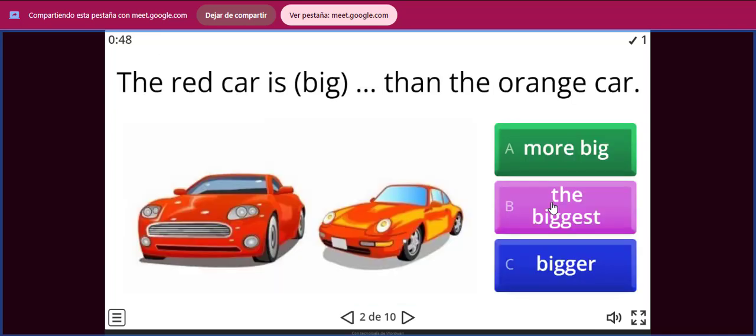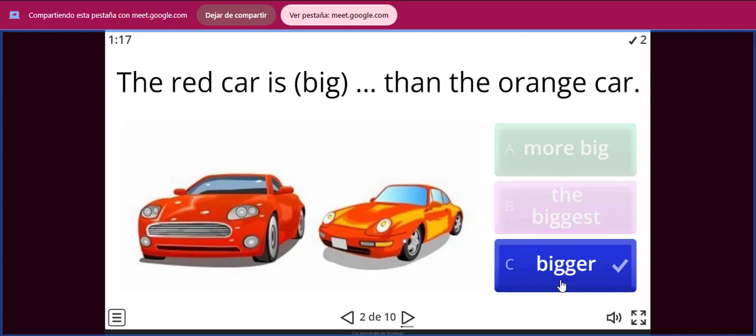Then number 2, it says the red car is, and the adjective is big, than the orange car. Bigger, very good. Excellent. So as you can see, we doubled the consonant because it was the rule that we started: consonant, vowel, consonant. So the spelling of big is just with one G, but in the comparative form, it will be with double G, bigger. Very good.